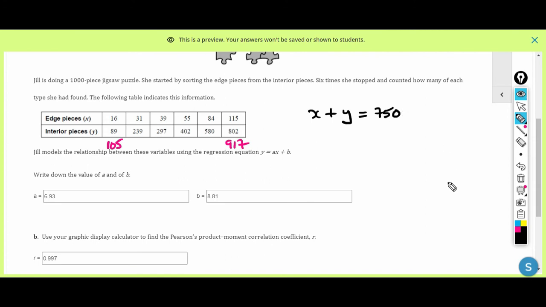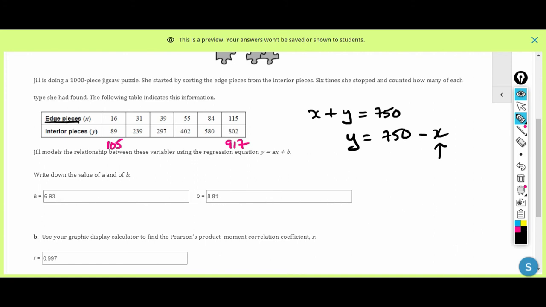It has nothing to do with your regression equation, but of course we need to figure out where this equation or this function, I guess we can write it as a function, y equals 750 minus x. Of course, you could input that as a relation on your TI Inspire as well, but where does this function intersect our regression equation? And of course, also keep in mind we want the x value because they're asking us for the number of edge pieces she had. So we have to pinpoint the x value at the point of intersection between either this function or that relation and the regression equation, which is approximately 6.93x plus 8.81.